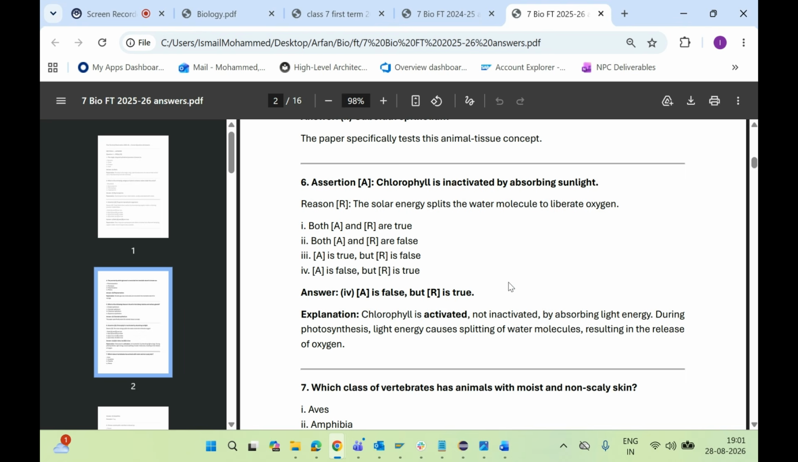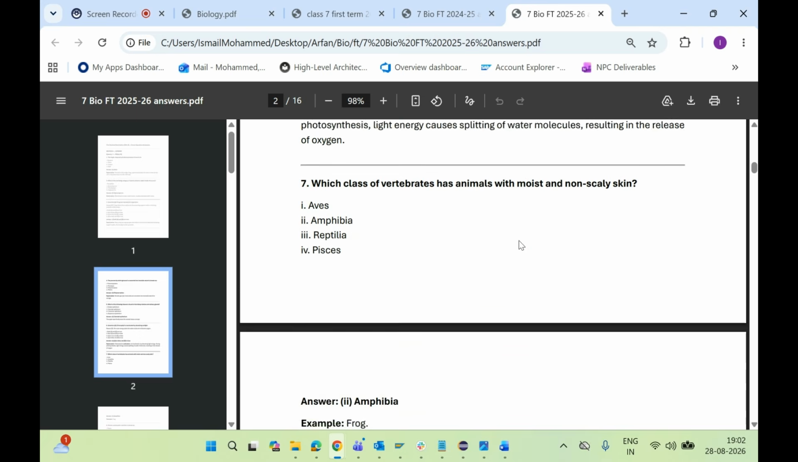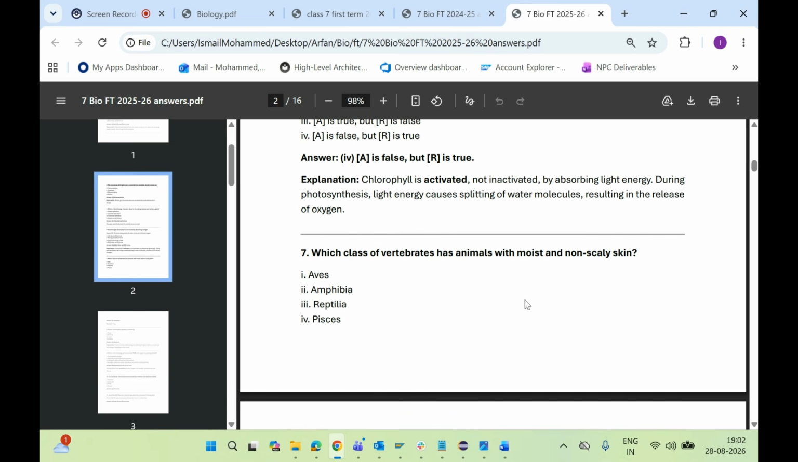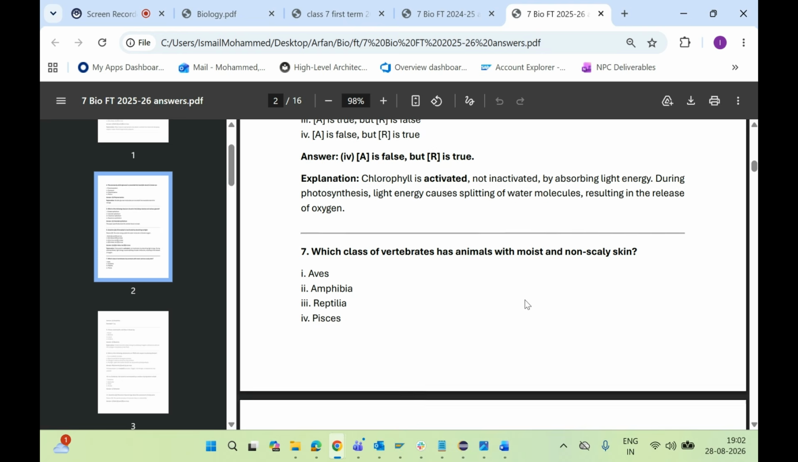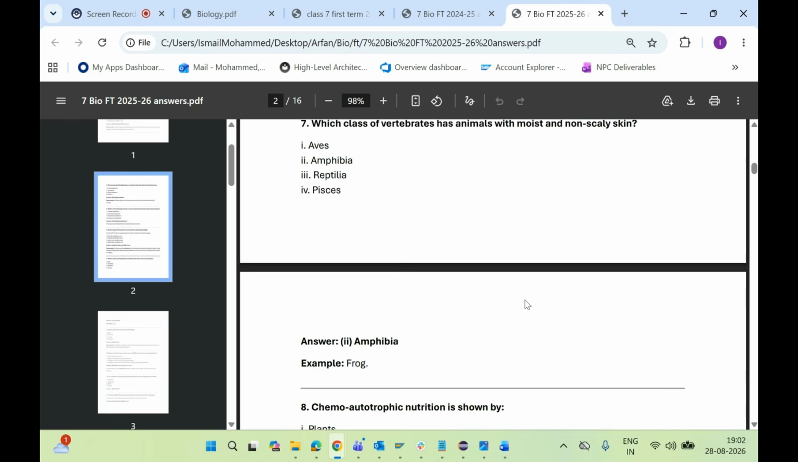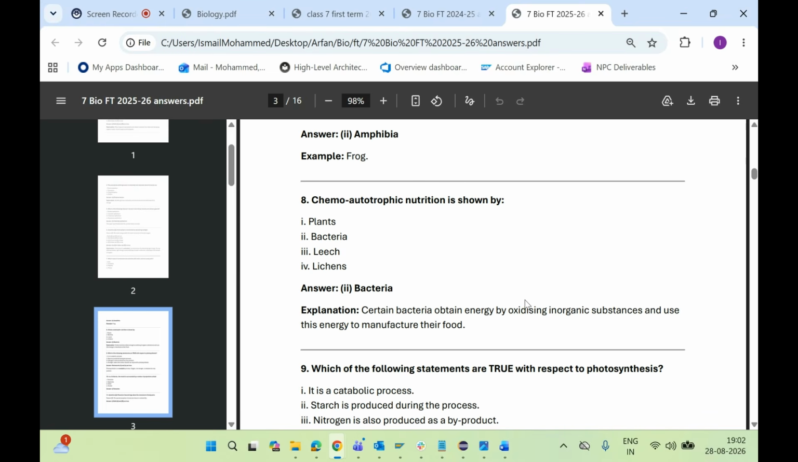Assertion: chlorophyll is inactivated by sunlight. Reason: the solar energy splits the water. The second is correct, but the first one is wrong because chlorophyll is activated by sunlight. Which class of vertebrates has animals with a moist and non-scaly skin? The answer is amphibia. Example: frog, moist and non-scaly skin.